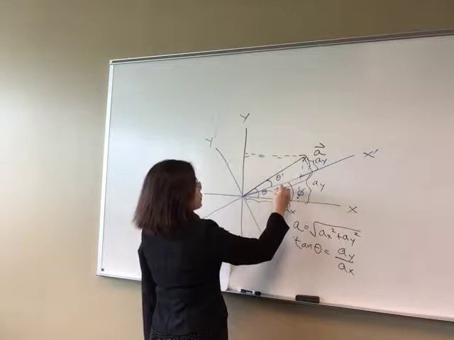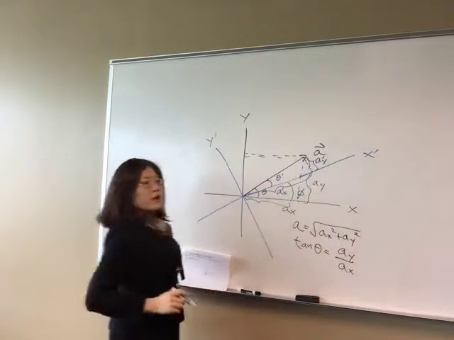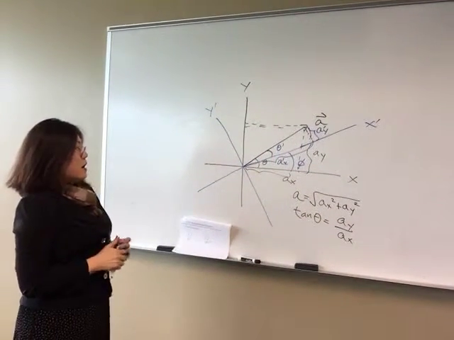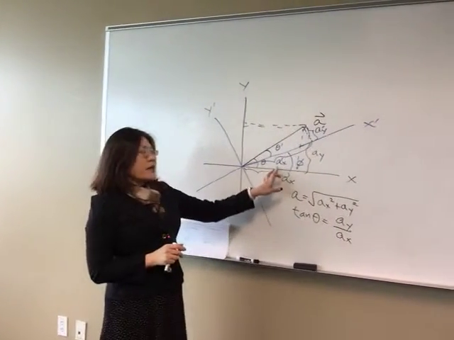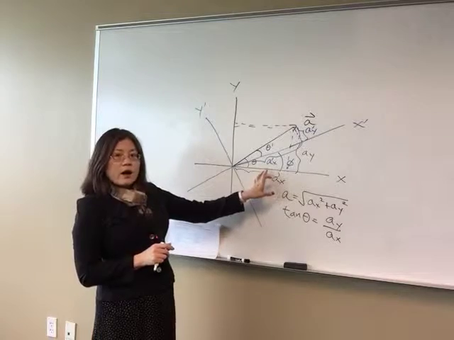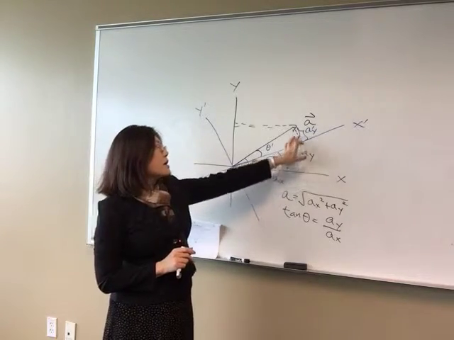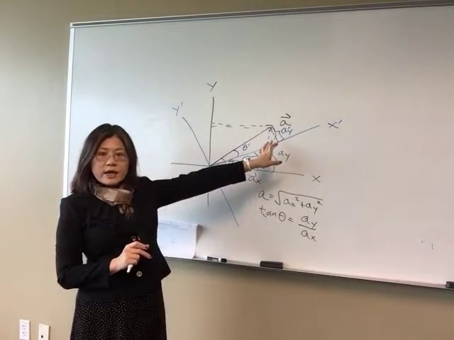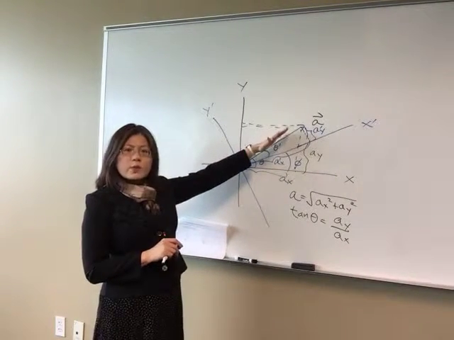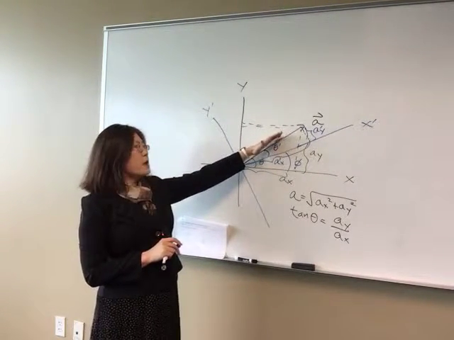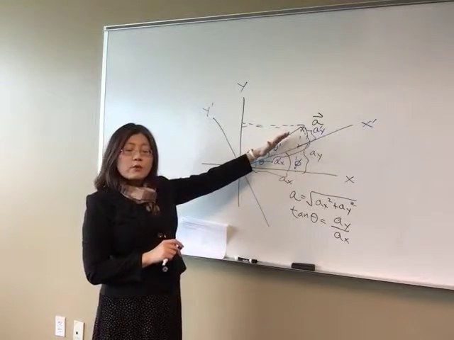Okay, so I'm just going to use prime to indicate that it's expressed in a new coordinate system. So you can see that your Ax and Ax prime are not identical. Your Ay and Ay prime are not identical. What's identical is that this is the same vector. It's just being represented by a different coordinate system.